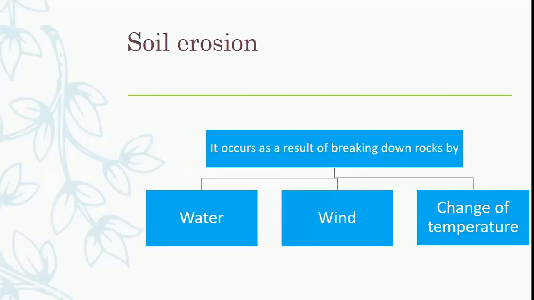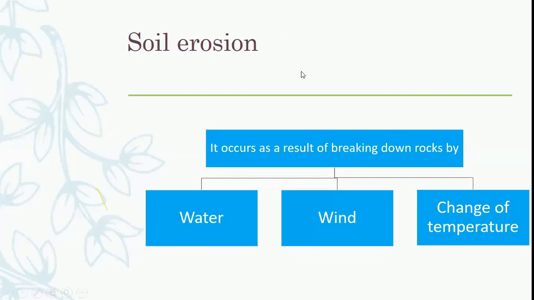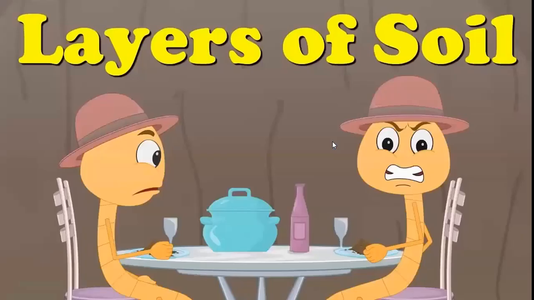Okay. Now, soil erosion. Soil erosion happens by the breaking down of rocks. There are three factors causing the breaking down of these rocks. Number one, water. Number two, wind. Number three, a change in temperature.